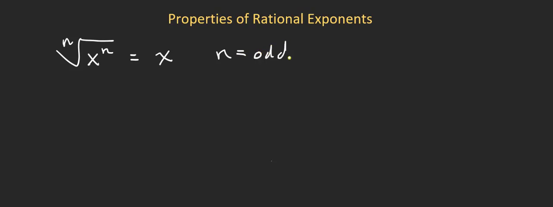In this video, we're going to continue to talk about properties of rational exponents. When you have the nth root of x to the n, this will equal x only if n is odd. Let me give you some examples. Let's say you have the cube root of 5 to the third. This will be the same thing as 5 because x is 5.